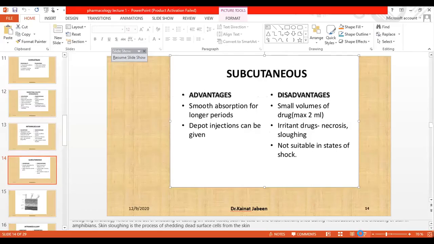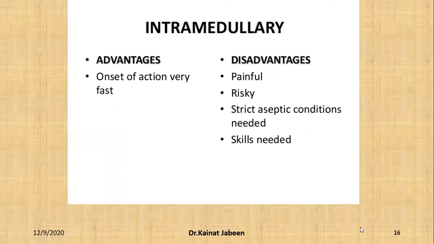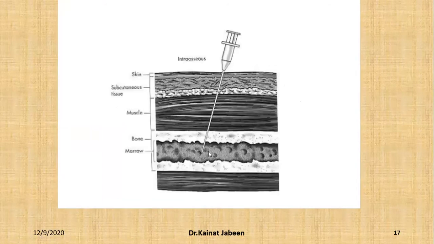The next thing that we have to study is the intramuscular layer. Intramuscular injection, onset of action is very fast, and the disadvantage is again the same. It is painful. All the injections are painful. They are risky. Aseptic conditions are needed. And the main thing, skills are needed. I will give the answer of every question at the last of the lecture. Don't worry about that one.